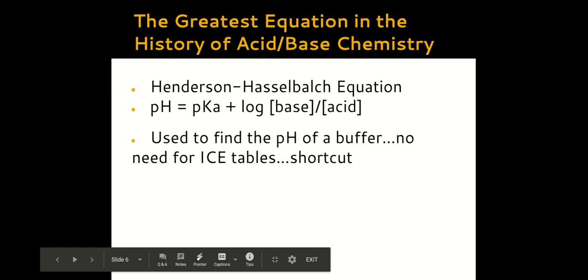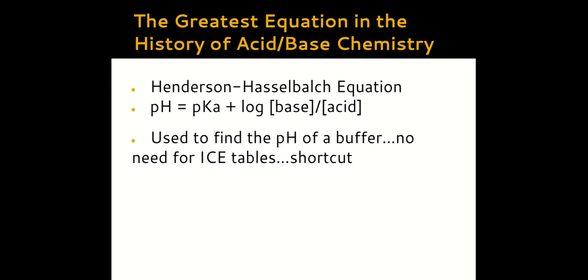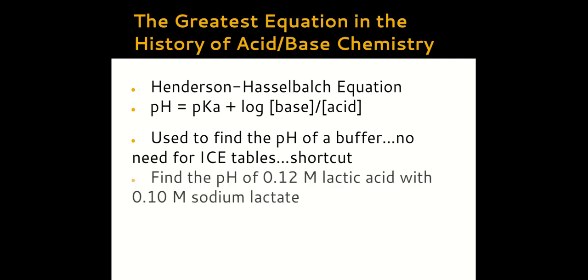So we use this to find the pH of a buffer. And so this means that we don't have to use an ICE table in order to find the pH of something that has a common ion effect. And actually, it's more accurate because you don't have to worry about that whole quadratic thing when it's ionized too much. So here's what we're going to do. We're going to find the pH of 0.12 molar lactic acid with 0.10 molar sodium lactate. It does not matter if you don't know what lactic acid is. You can just look this up in Appendix D. So you are going to need Appendix D here real quick.